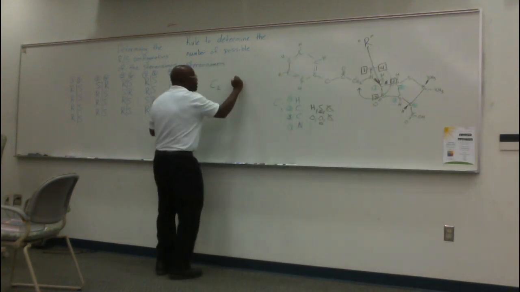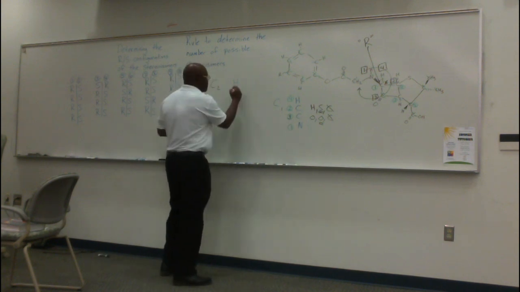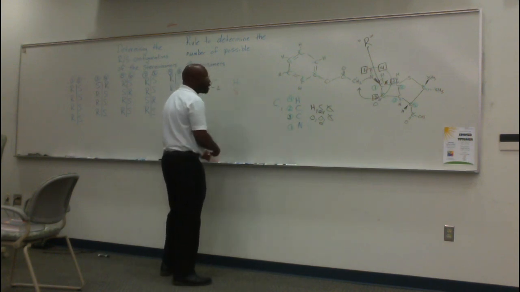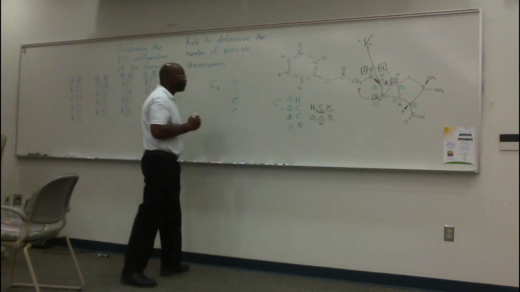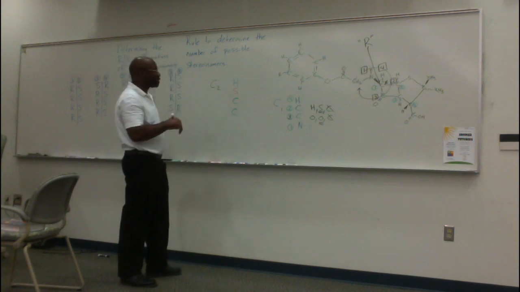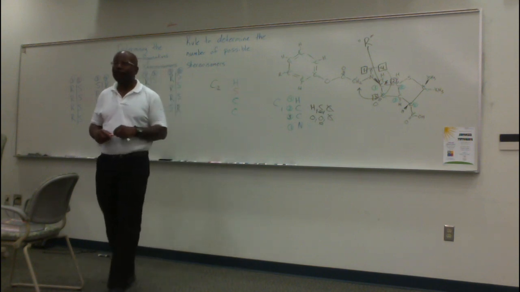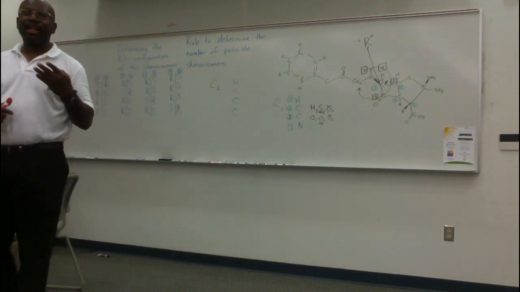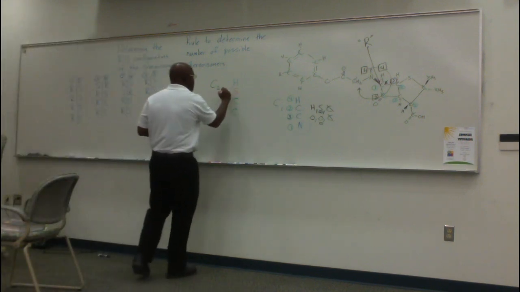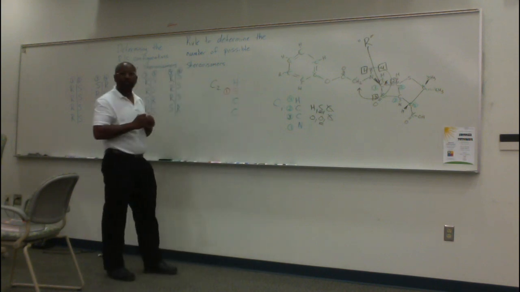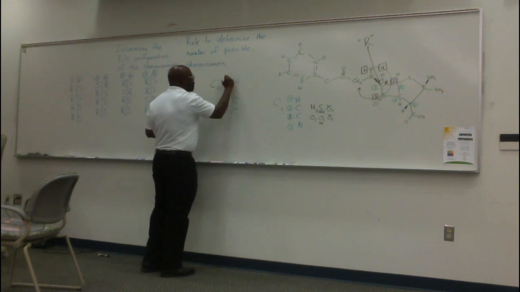We have H. We have S. We have C, and we have C. We're going to rank our atoms according to atomic number. What's the highest atomic number between H, S, C, and C? S will be 1. Number 2 and 3 are the 2 carbons, and hydrogen is number 4.